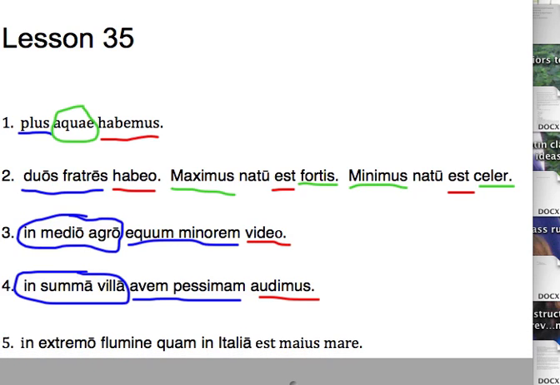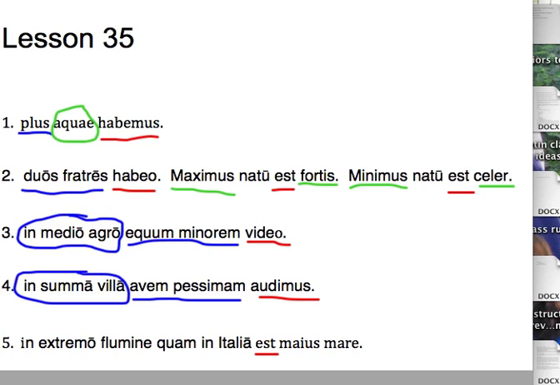One more sentence here, number 5. For number 5, we have a main verb of est. Then we have a prepositional phrase in extremo flumina.